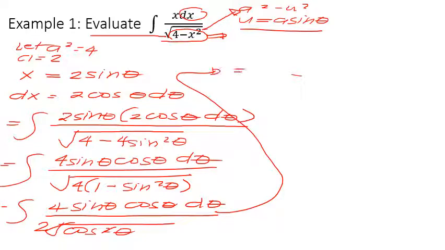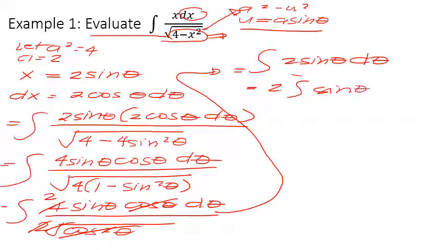So we have left here, we could cancel out this cosine theta. We could also cancel out 4 and 2, so we have 2 here in the denominator. In the numerator, we have 2 sine theta d theta. So we could now simply evaluate this using our formula. This is equal to negative 2 cosine theta plus c.